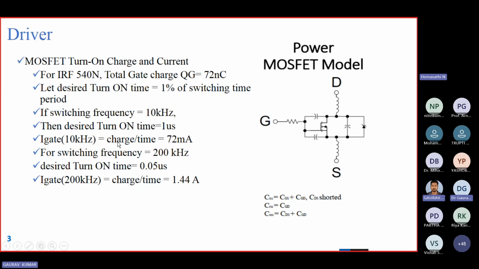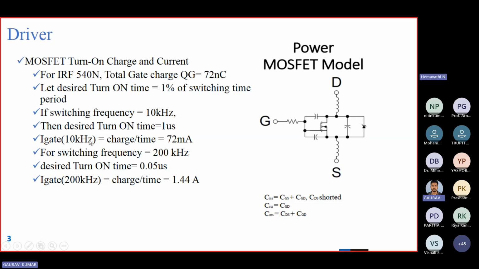Okay. So here we can find the charge per time ratio, which is 72 milliampere. That means if we want to turn on the IRF 540N MOSFET, we have to deliver 72 milliampere of current to turn it on.